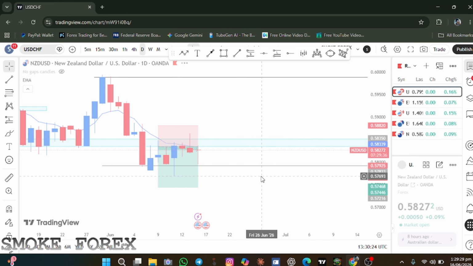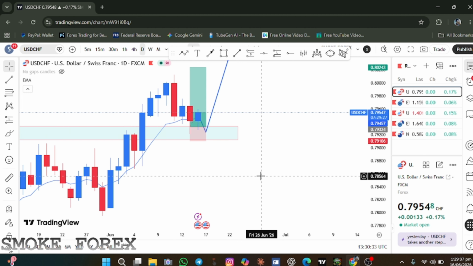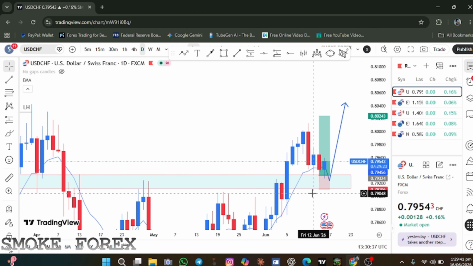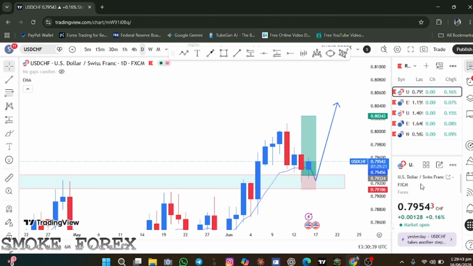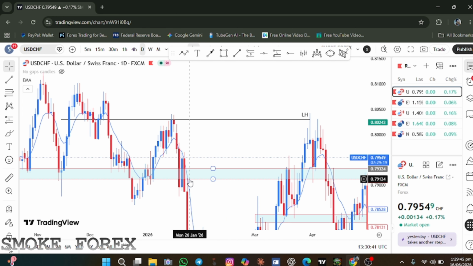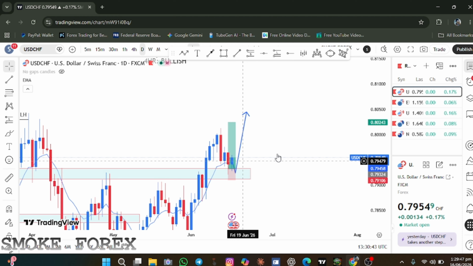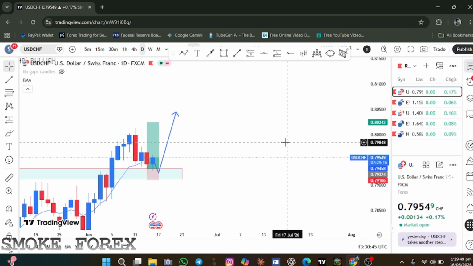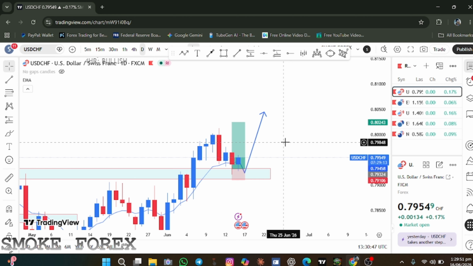I think with this trade, USD CHF is the golden trade for this week. This trade might make me money. Actually, it is absolutely going to make me money this week. USD CHF. So we're just going to wait and see what price is going to do.